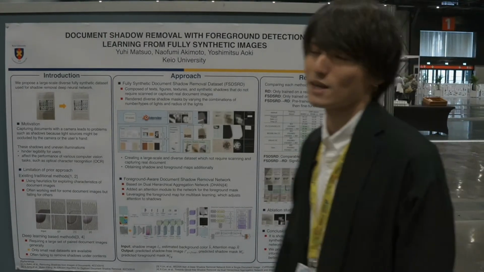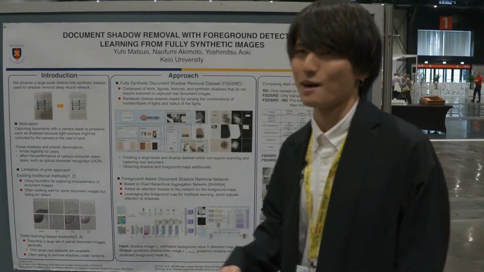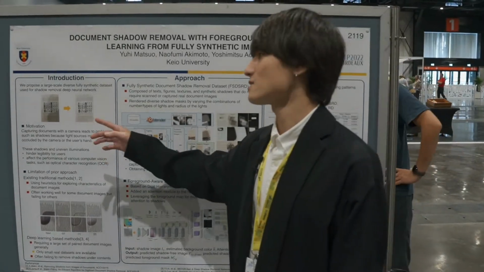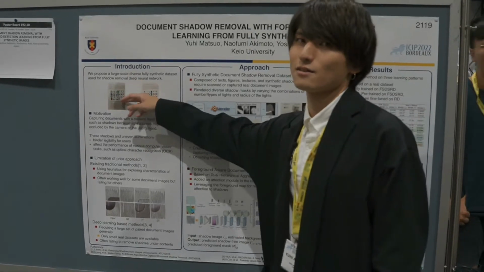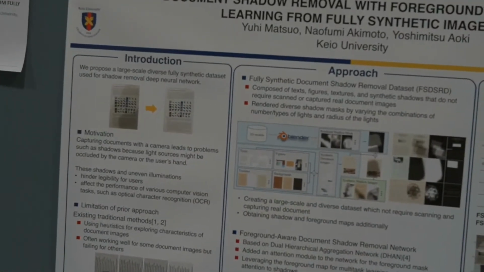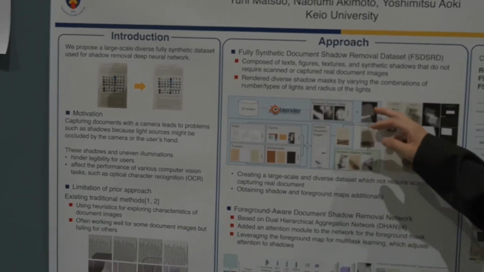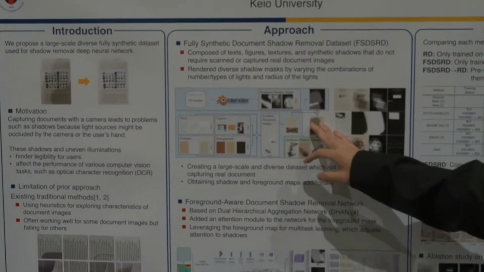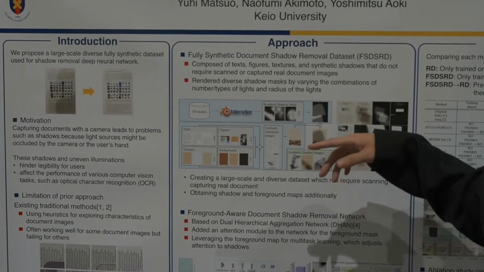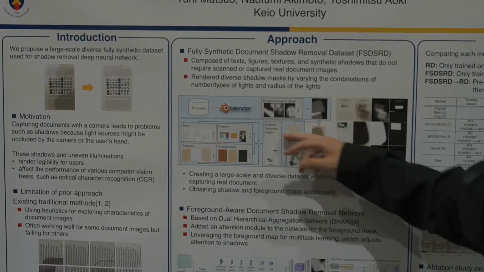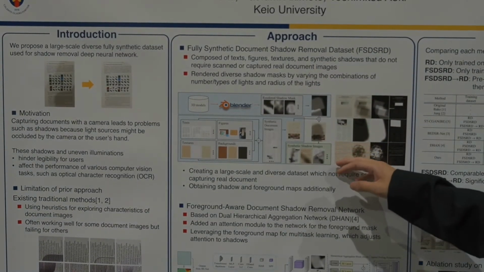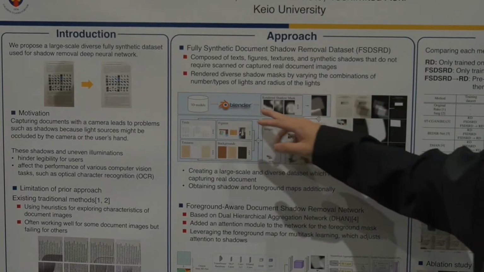Okay, I'd like to explain our research in a nutshell, about 1 minute. The aim of our research is removing shadows from document images, and in our research, shadow removal of document images using a deep neural network is trained on only a fully synthetic dataset, which I proposed, rendered by Blender.